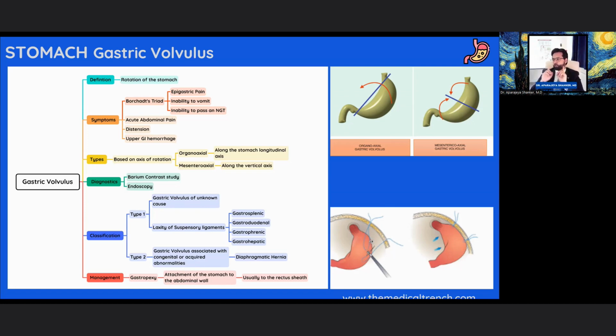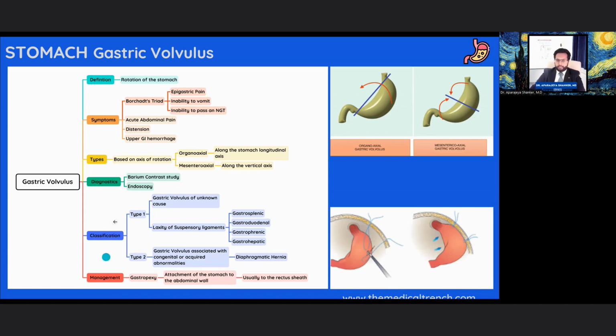It usually happens in two groups of patients. One is those patients who have congenital anomalies, right? The suspensory ligaments of any one of these four could be loose, and that causes the stomach to move out of place and then flip on itself, right? And diaphragmatic hernias can cause it as well. For example, the stomach will move up the diaphragmatic hernia, and maybe it comes down again, and in that process it gets rotated, right?